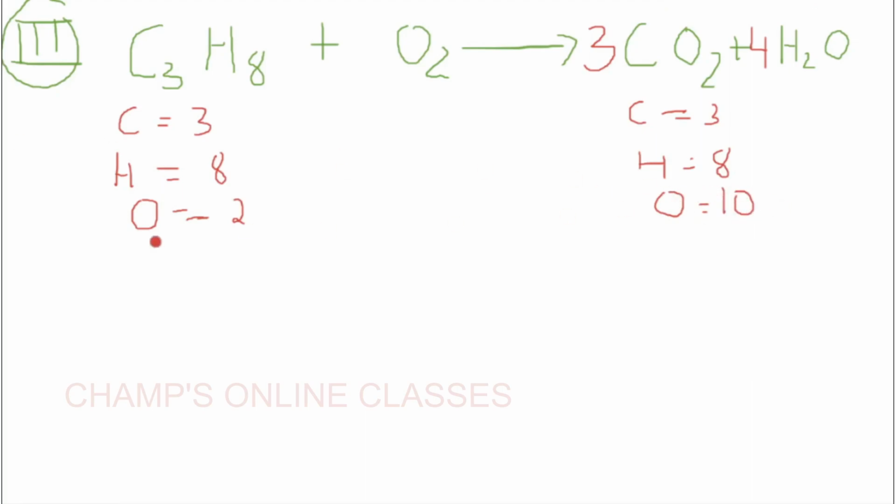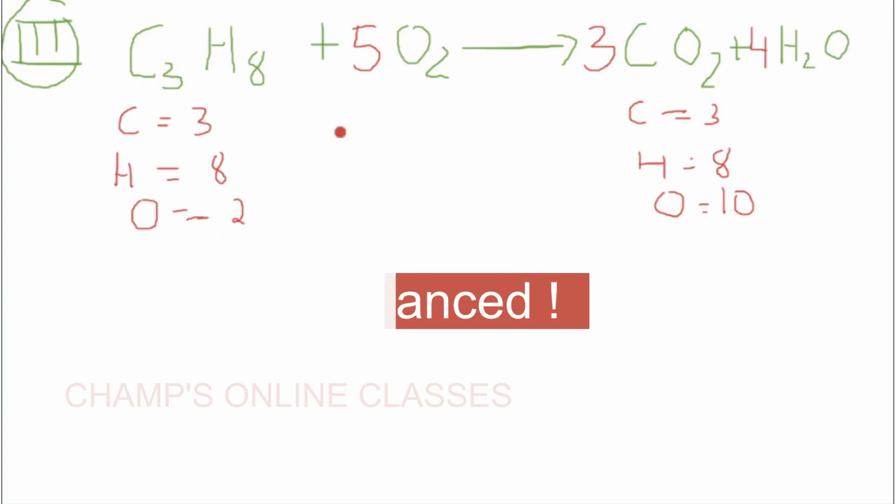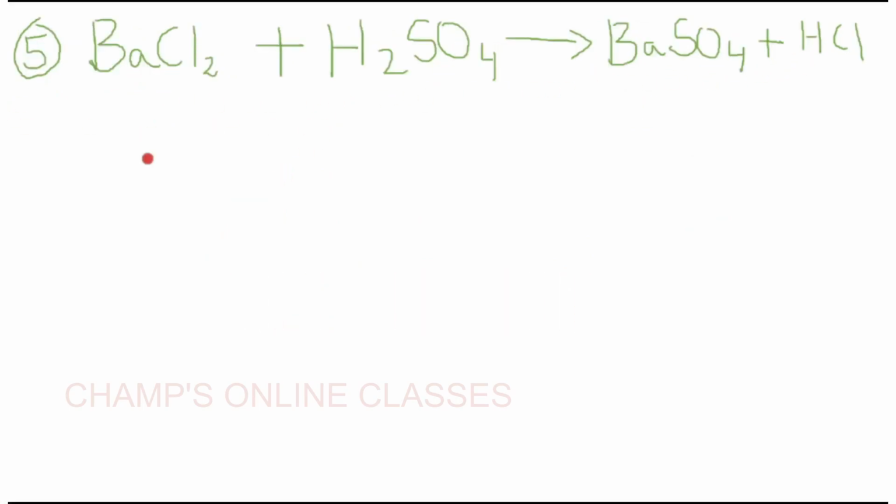Now, how will I make it on the reactant side? By just multiplying it with 5 here. 5 2s are 10. Yeah. So now we can see it is balanced. Everything is balanced. This equation looks big, but it's easy. Let's start.